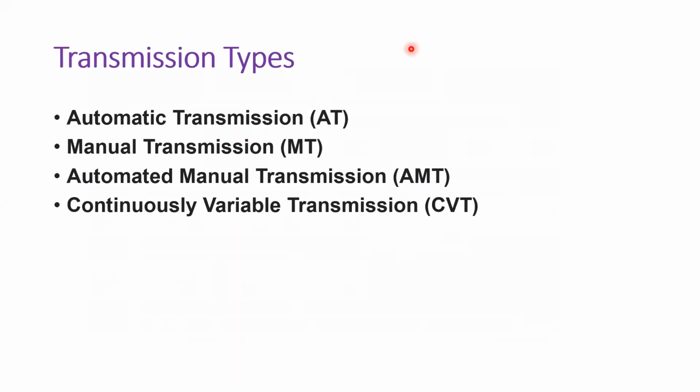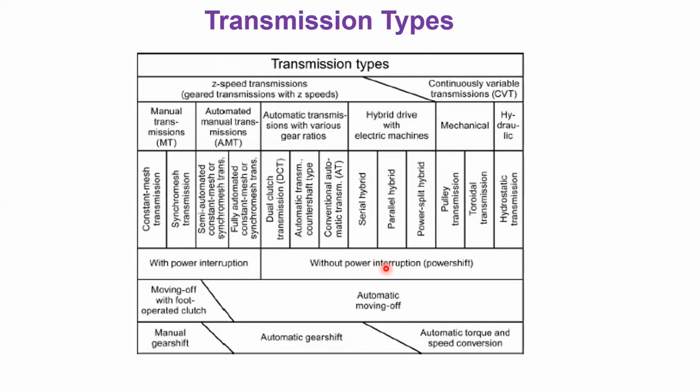Coming back to the important topic, the transmission types. We have different types of transmission. First is the automatic transmission, shortly called AT. Then manual transmission, shortly called MT. You have a combination of automatic plus manual called AMT, which is nothing but automated manual transmission. The next one is CVT, called continuously variable transmission. With respect to transmission, you have two important categories: manual transmission and automatic transmission, and even the combination of both called AMT.